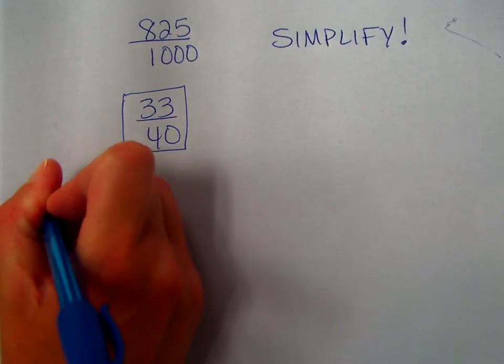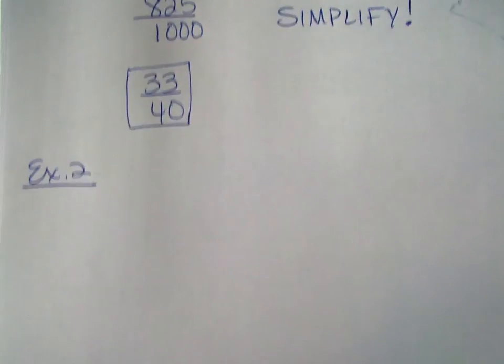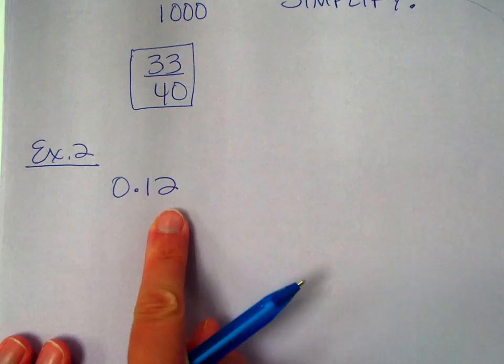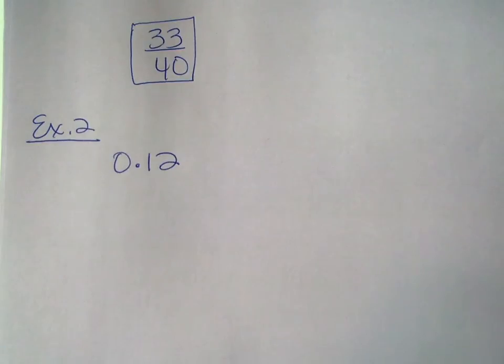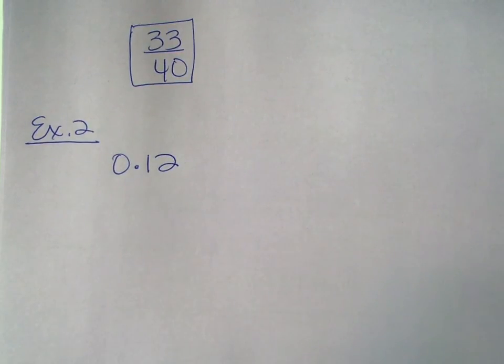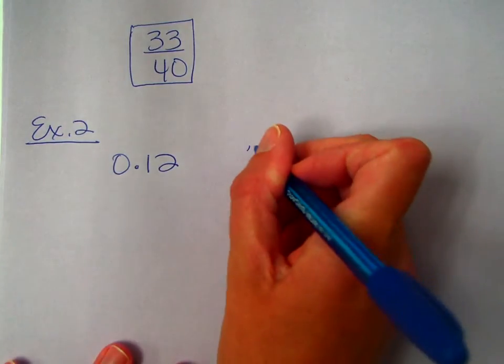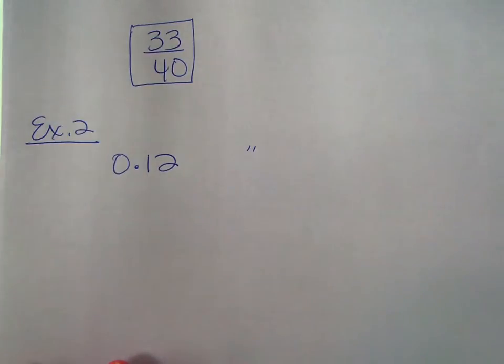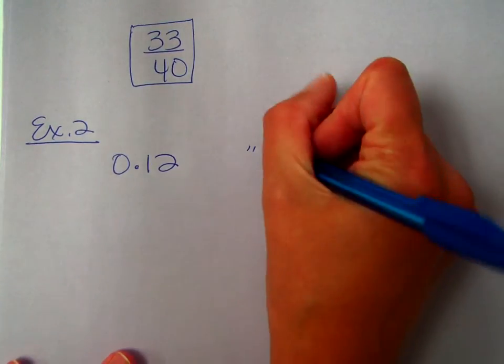All right, let's try another one here. So here's our decimal. It terminates. There's no repeating bar. How would we read this one? So if you say it to yourself, it makes it easier. Yes? 12 hundredths.